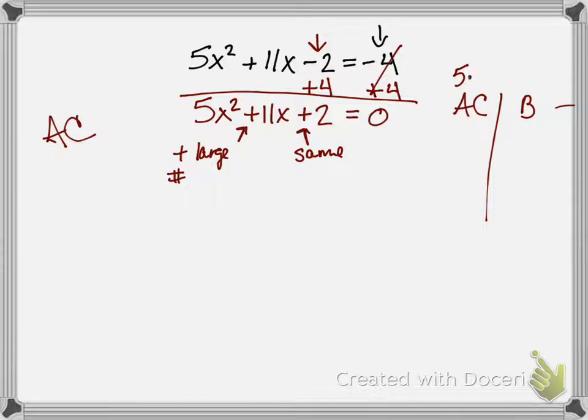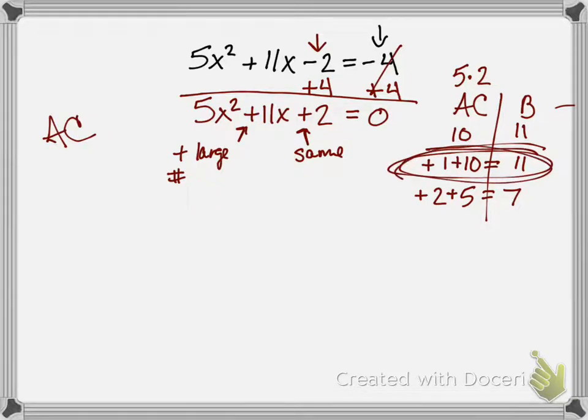The A value is 5, the C value is 2. Multiply those two together to get my AC is 10. The B value is 11. So I'm going to list my factors of 10. And when I do that, make sure you include your signs. I know they are going to have the same signs, and the larger one is positive. To figure out my second column, all I have to do is add up my two previous numbers. So 1 plus 10 is 11, 2 plus 5 is 7. So this tells me the pair of numbers I'm going to use is the positive 1 and positive 10.